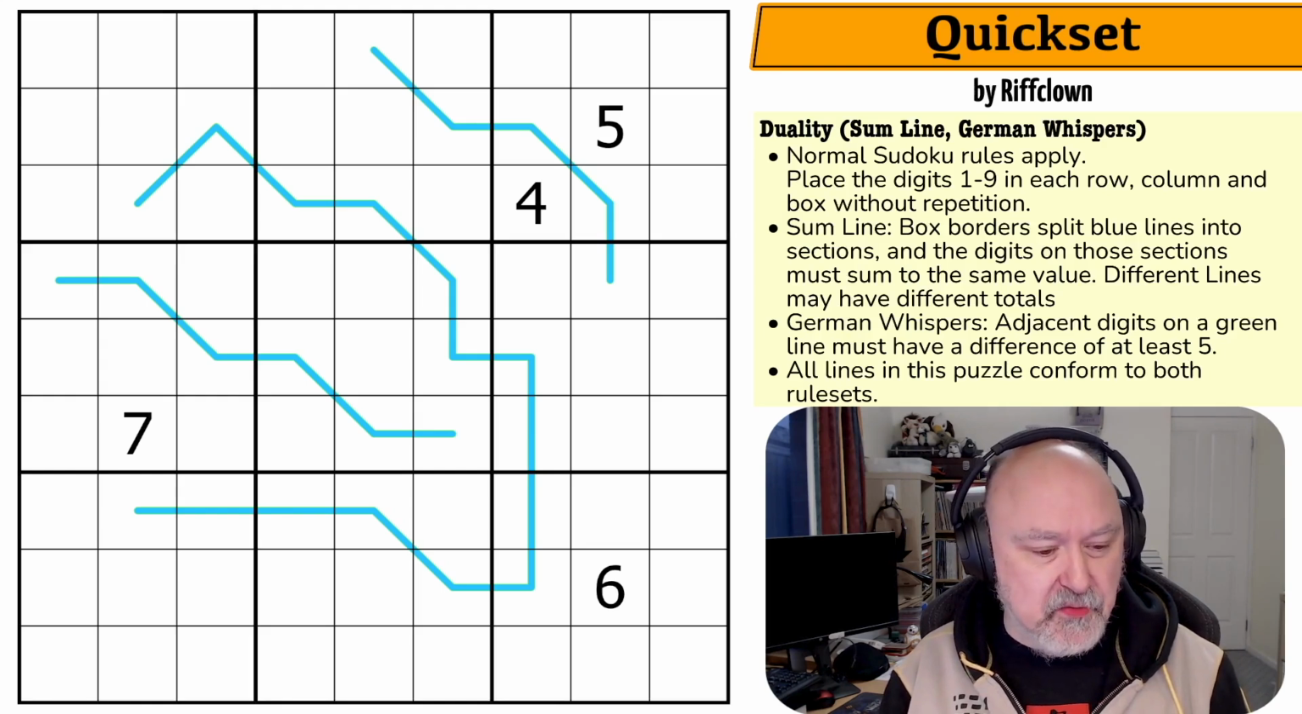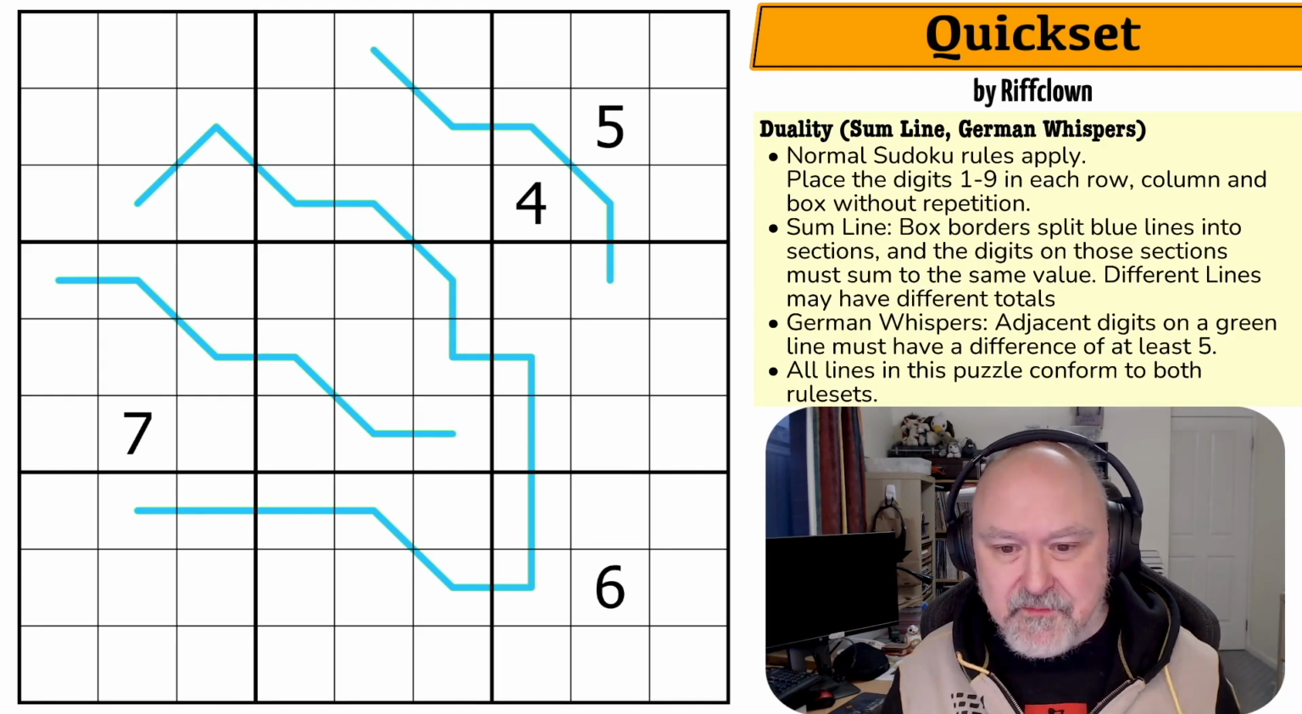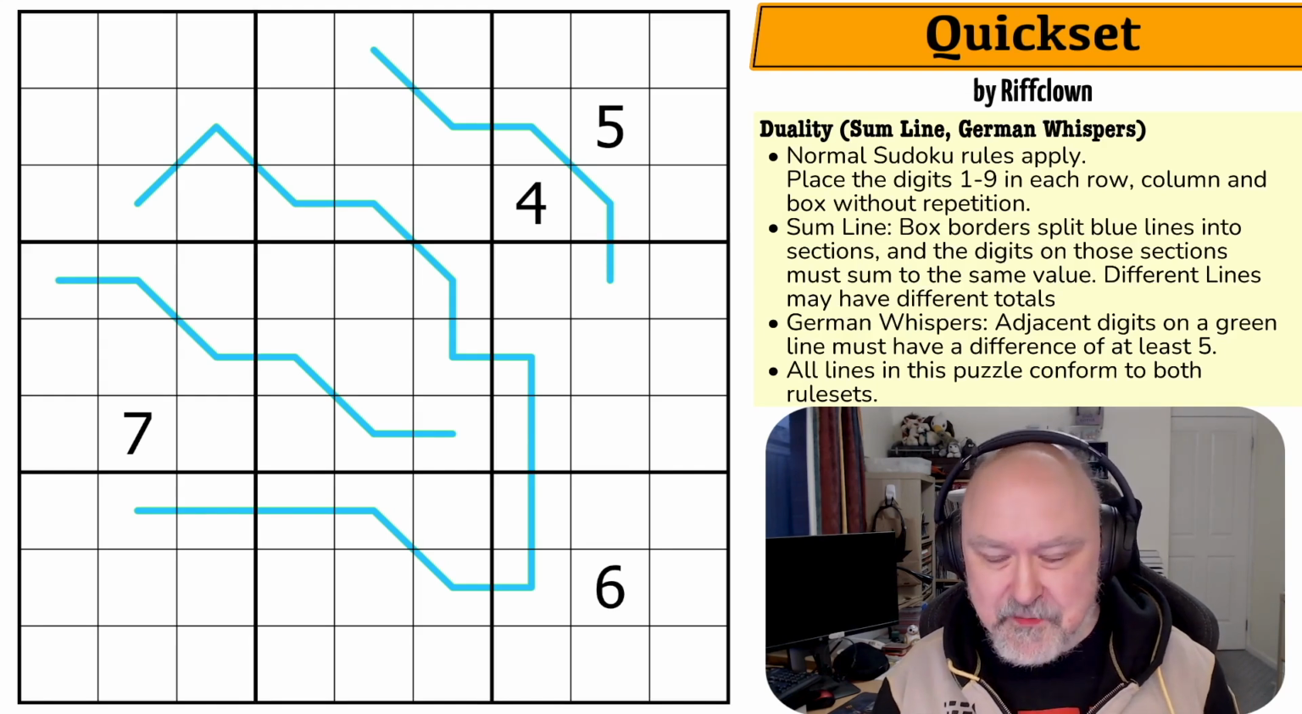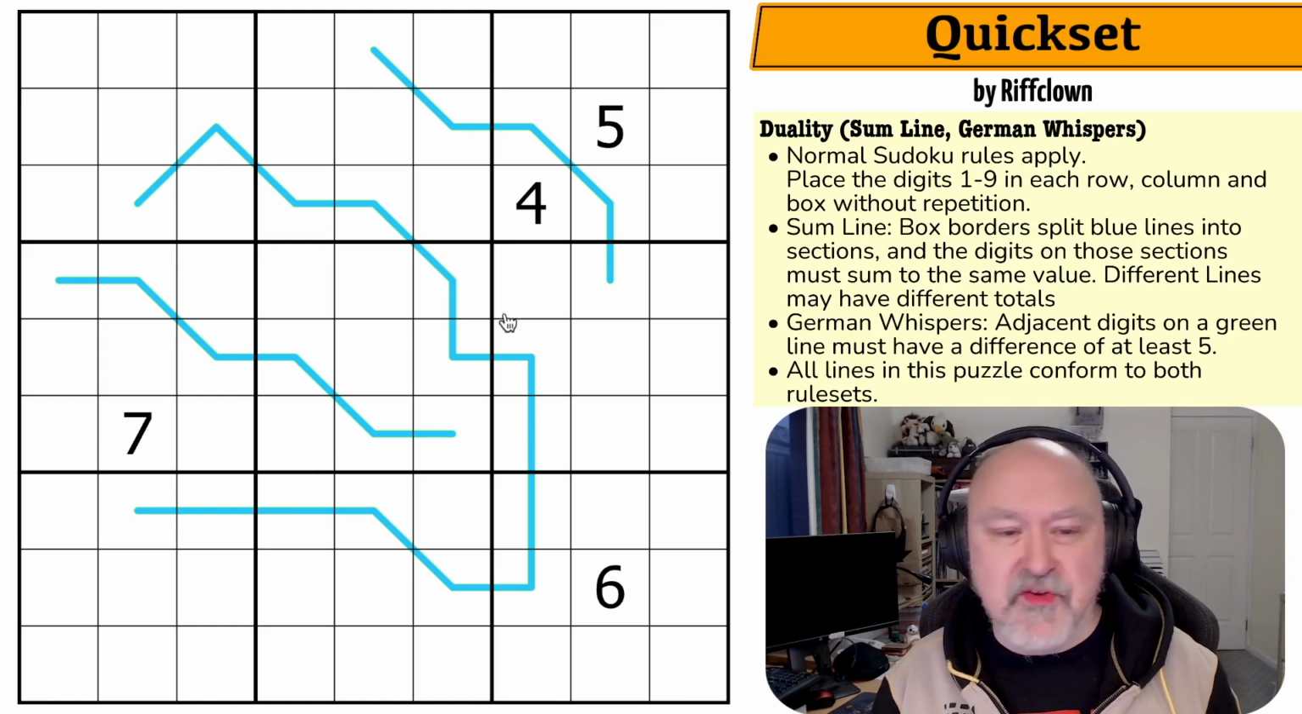What else do I have to call out? Nothing really. I'm going to just get straight into the puzzle and see what I can find. So let's have a look at the rules. We've got normal Sudoku rules apply.